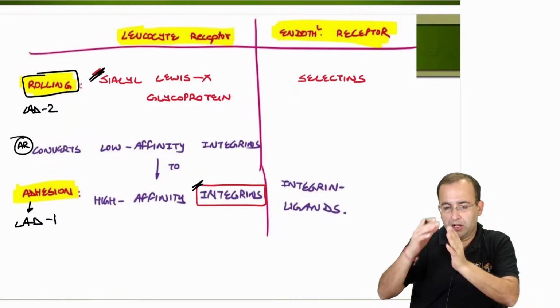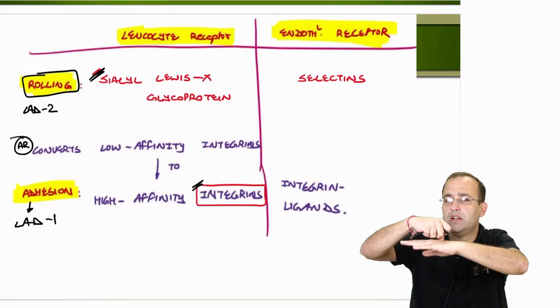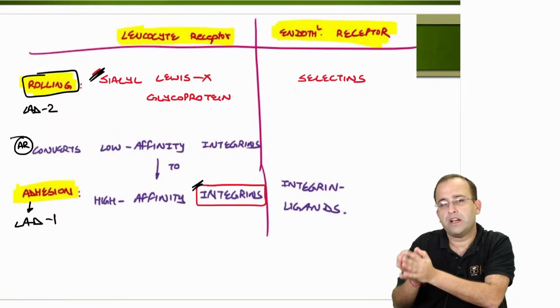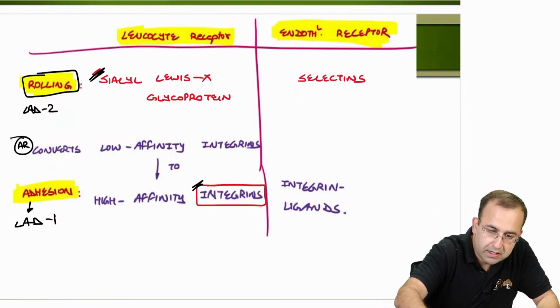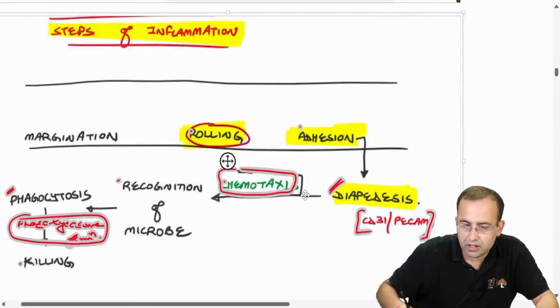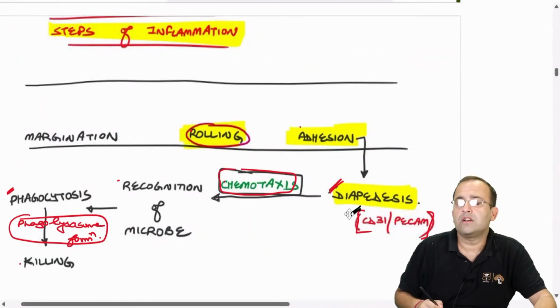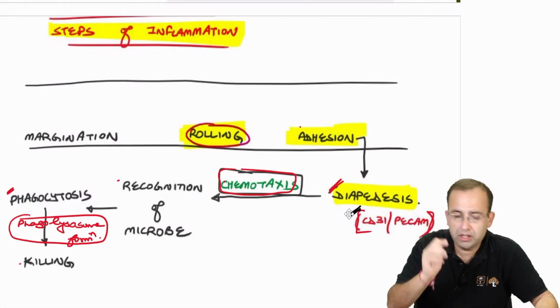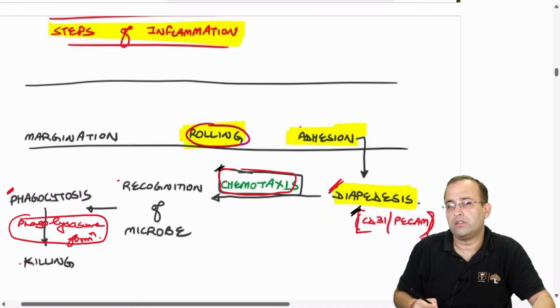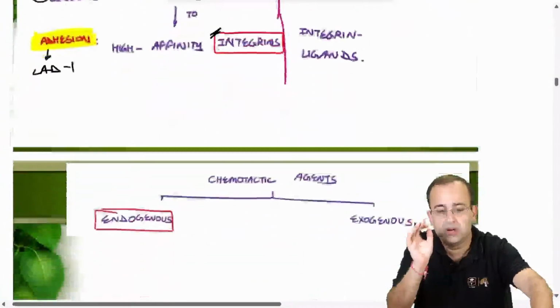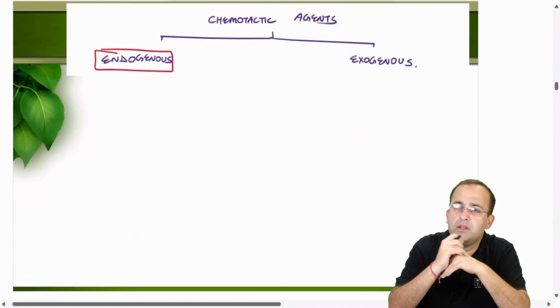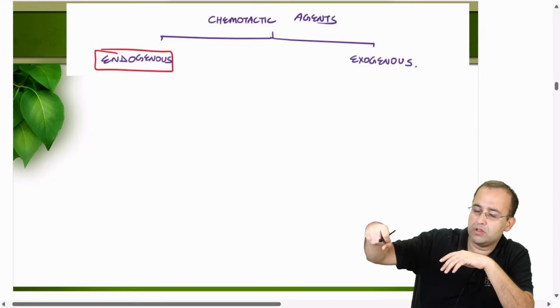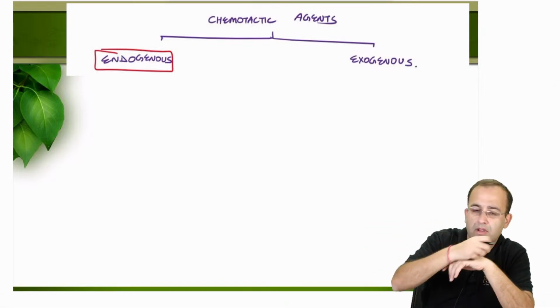Next point. Now rolling and adhesion have taken place, followed by diapedesis. They come out. Diapedesis is mediated by CD31 or PECAM, platelet endothelial cell adhesion molecule, followed by chemotaxis. I want you to tell me the chemotactic agents. Chemotaxis is the migration of leukocytes to the site of inflammation.